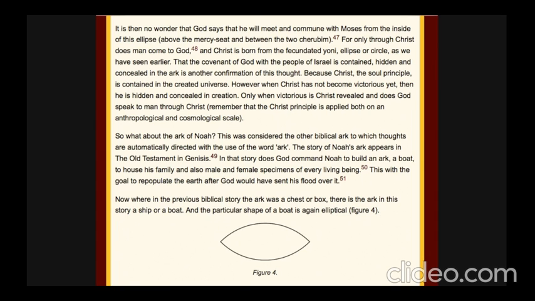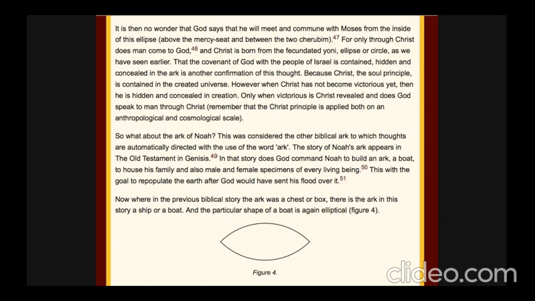For only through Christ does man come to God, and Christ is born from the first undated unity, ellipse or circle, as we have seen earlier. That the covenant of God with the people of Israel is contained, hidden, and concealed in the ark is another confirmation of this thought, because Christ, the sole principle, is contained in the created universe. However, when Christ has not become victorious yet, then He is hidden and concealed in creation. Only when victorious is Christ revealed, and thus God speaks to man through Christ. Remember that the Christ principle is applied both on an anthropological and cosmological scale.